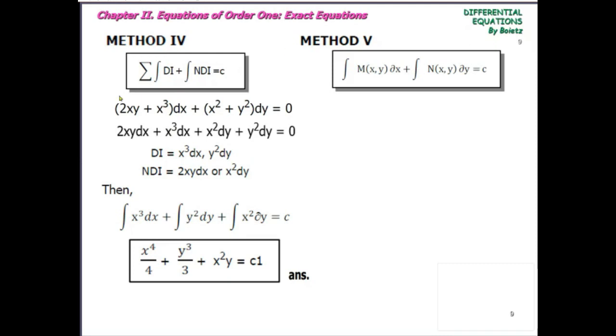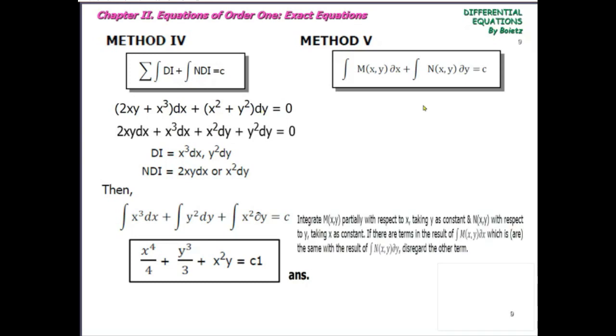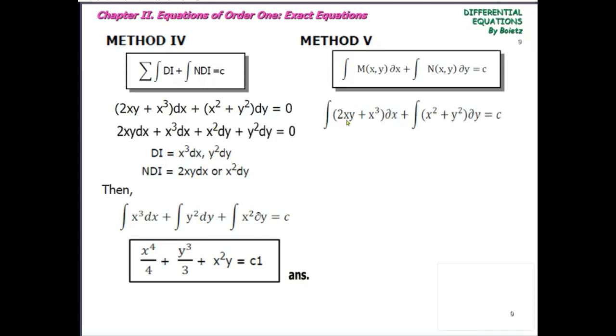Then method 5, eto, ang gawin mo lang, integrate mo lang ito. Partially with respect to x, tapos ito with respect to y. Okay. Then taking the other variable as the constant, so integrate mo lang ito, 2xy plus x cubed partial derivative of x plus integral of x squared plus y squared partial derivative of y. So ito mangyayari, 2xy, integral mo with respect to x, maging x squared y. Ito naman, with respect to x, x cubed, x to the fourth over 4. Tapos ito, with respect to y, constant ito, x squared y. Tapos ito, with respect to y, y cubed over 3 is equal to a constant.